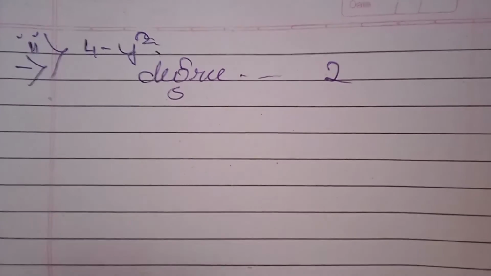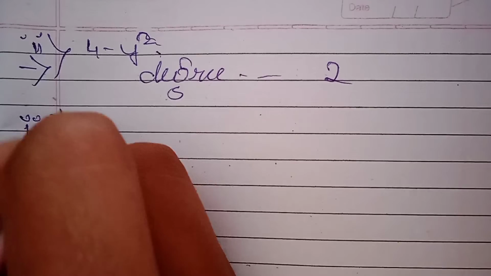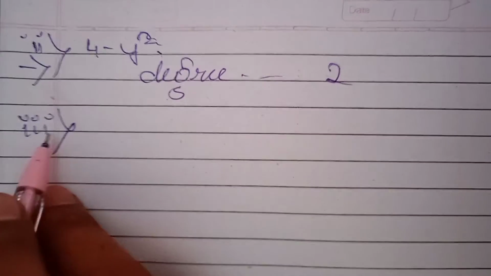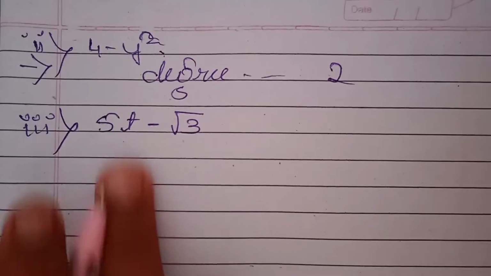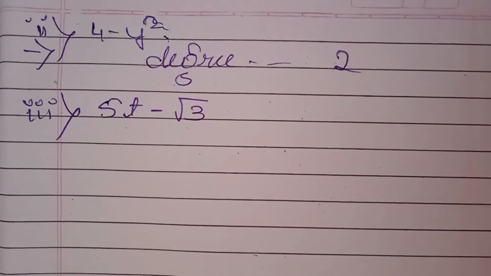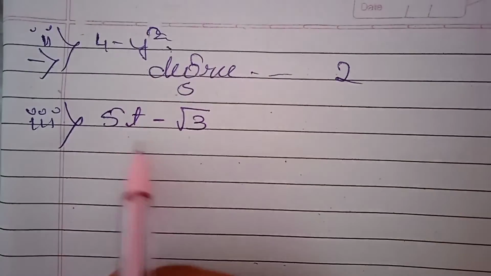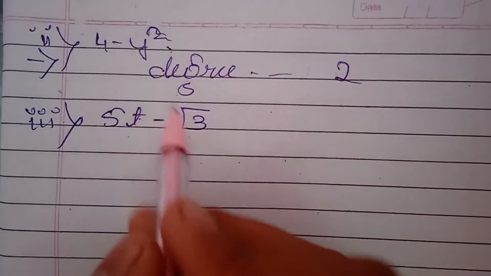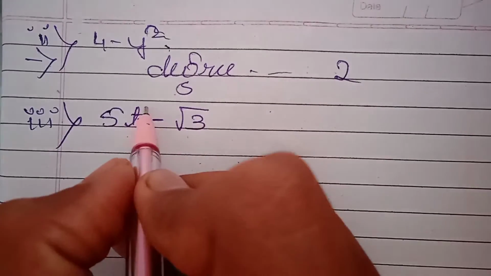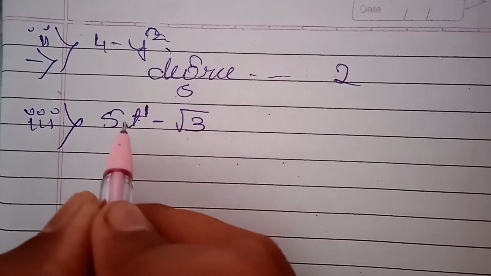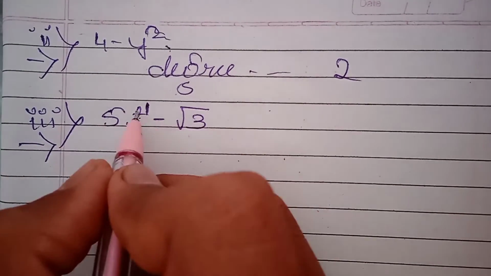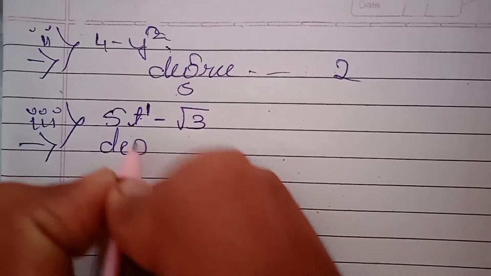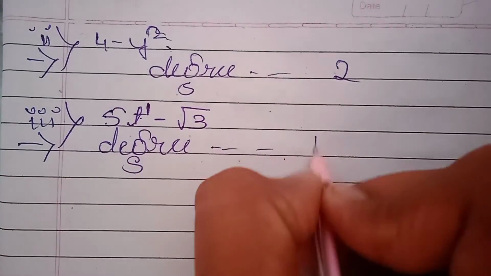Okay friends, we will move to the third part. The third part is 5t minus root 3. This is the third part of the fourth question. And I said to you that if there is nothing, the power of t, or x, any variable, we should put it as 1. And we can see here only 1 degree, that is 1. The degree of the polynomial is 1.